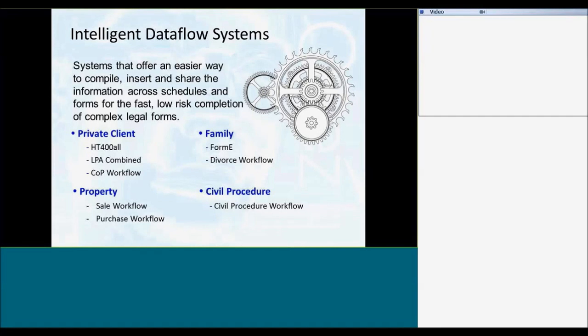Lasting power of attorney, you fill in the information that's required, and that information then flows into all of the relevant parts of the lasting power of attorney. Whereas prior to this, you would have to fill in individual forms, up to 10 or 15 forms, with the same information. COP workflow works in a similar way.